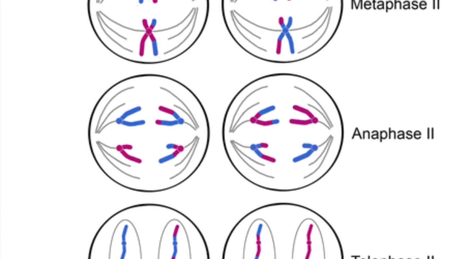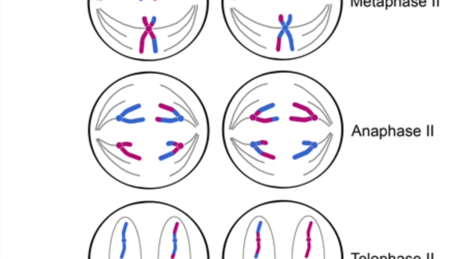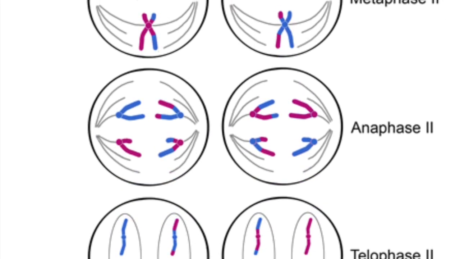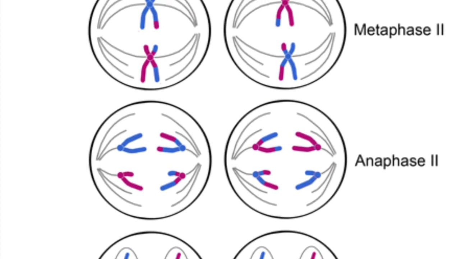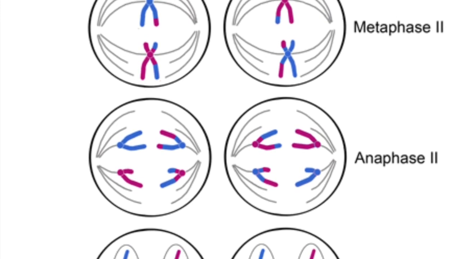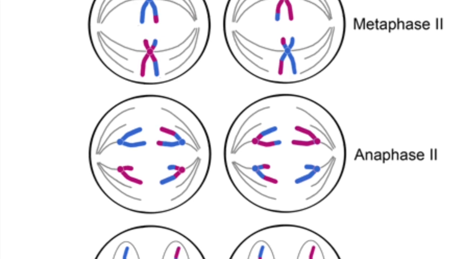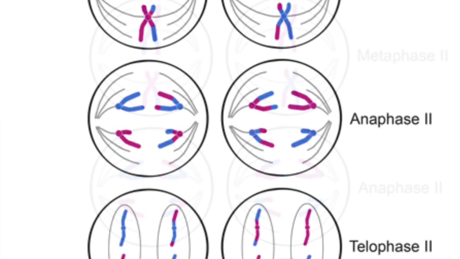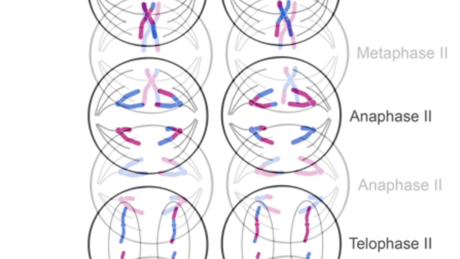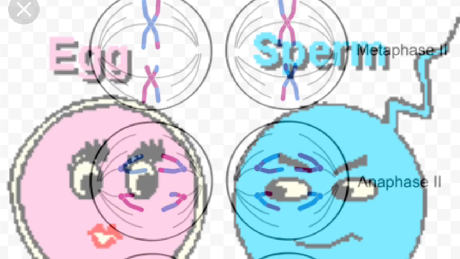And all 4 cells look completely different because of genetic variation that was caused in prophase 1 through crossing over. So all of those cells are going to look completely different after meiosis. Meiosis only occurs in sex cells. It only occurs in sex cells. Let me say that one more time. Meiosis only occurs in sex cells.